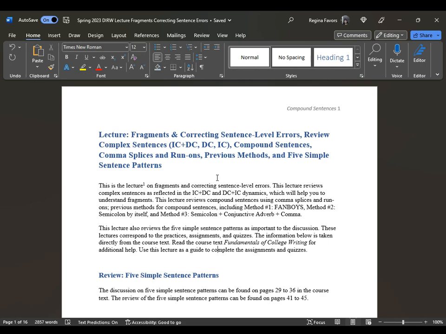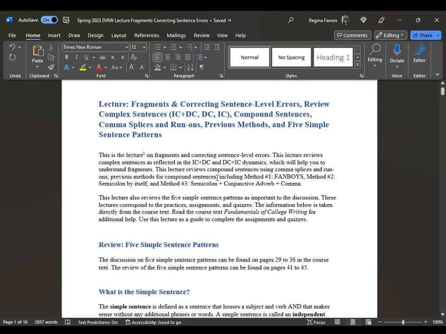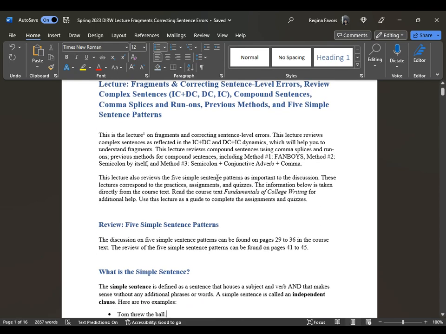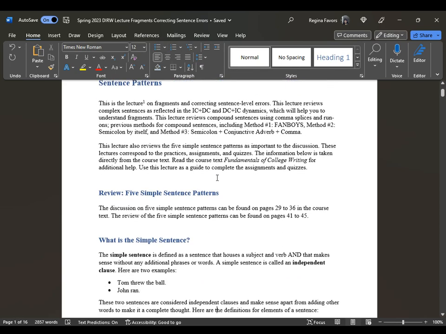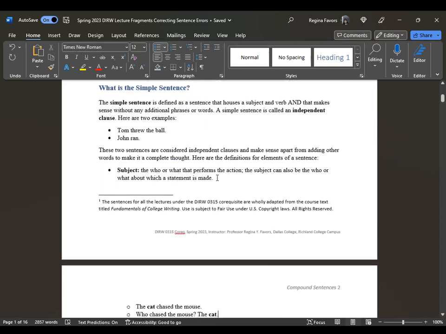So I'm going to go through the review quickly because you do have previous audio lessons on each of these grammar concepts. So the 5 simple sentence patterns you can find on pages 29 to 36 and 41 to 45 in the course text. So the simple sentence is just simply a sentence that houses a subject and a verb and that makes sense without any additional phrases or words. Doesn't necessarily mean that the thought behind the sentence is complete. It's just that it is a simple sentence.